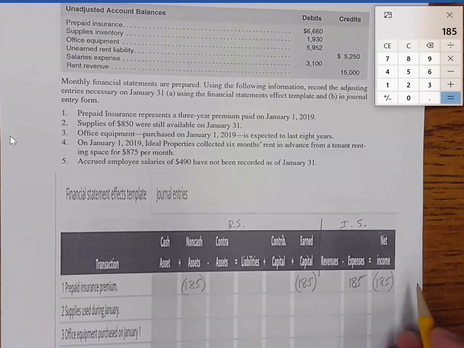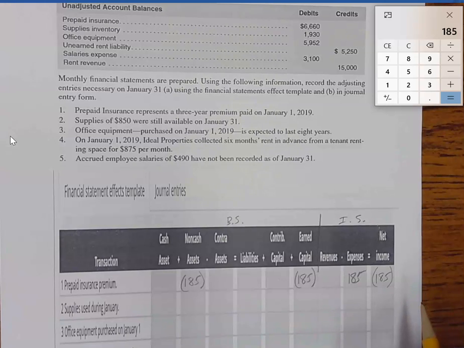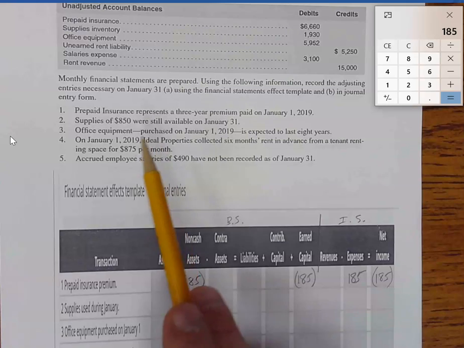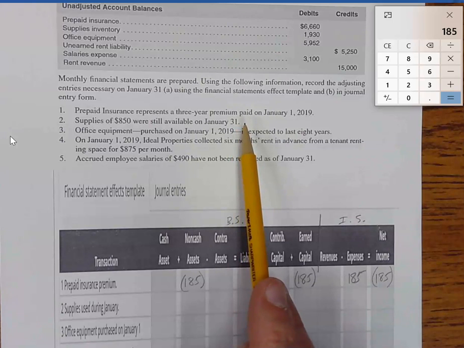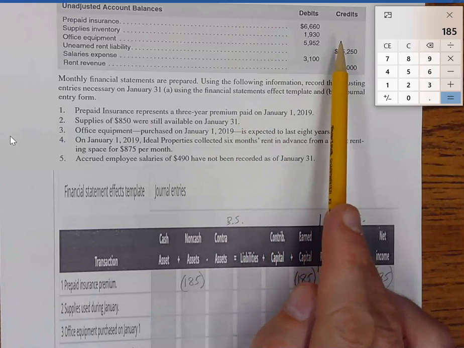All right? With me so far, I hope. The second item says supplies. Let's see, where did I go here? Supplies of $850 were still available on January the 31st. So very, very important to recall that these balances have not been adjusted.